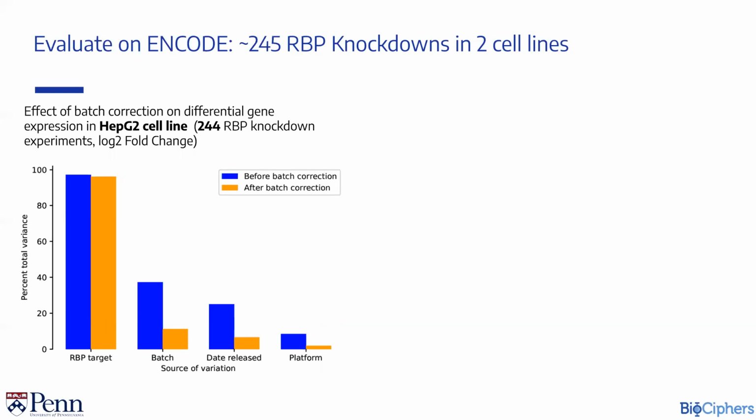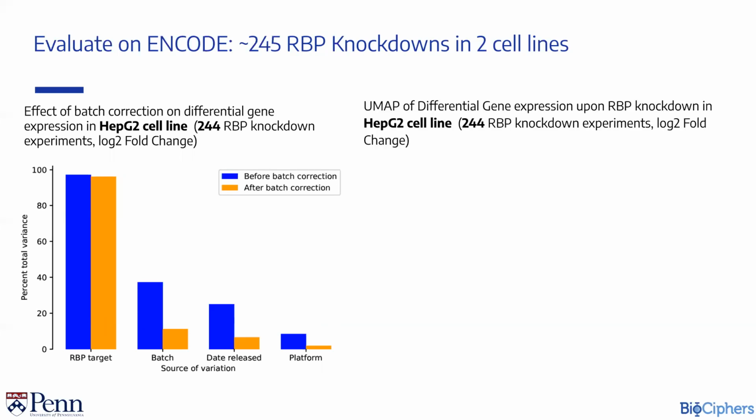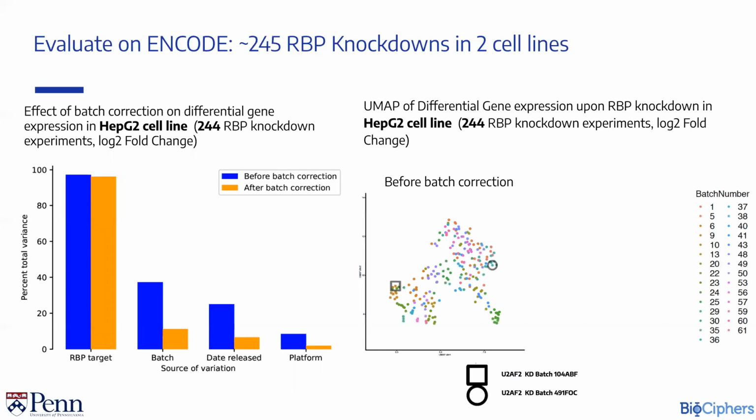Then we plot the UMAP of differential gene expression for all RBP knockdowns in the HEPG2 cell line. Before batch correction, experiments cluster by batches, and two U2AF1s that were processed in different batches are at the opposite end.